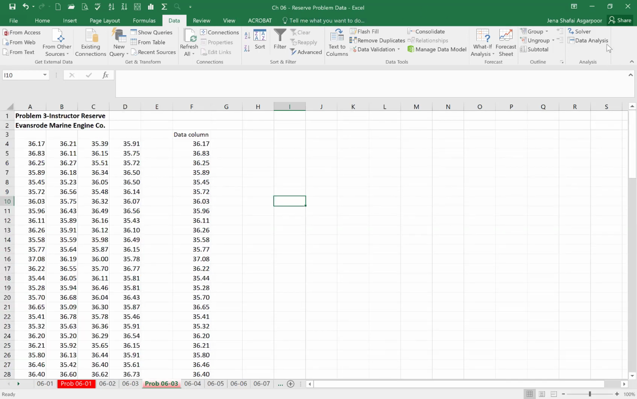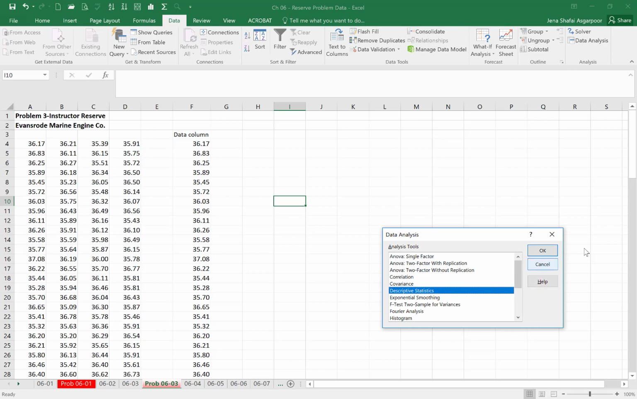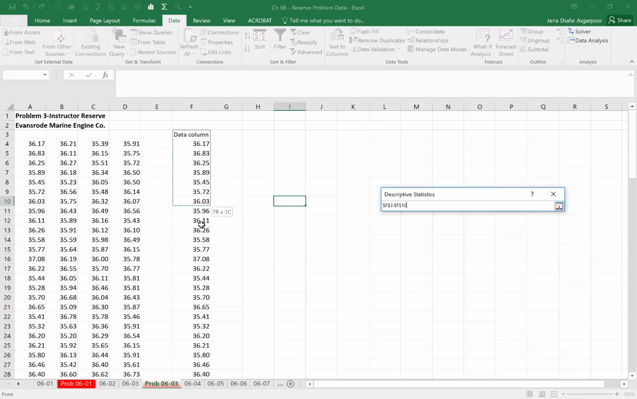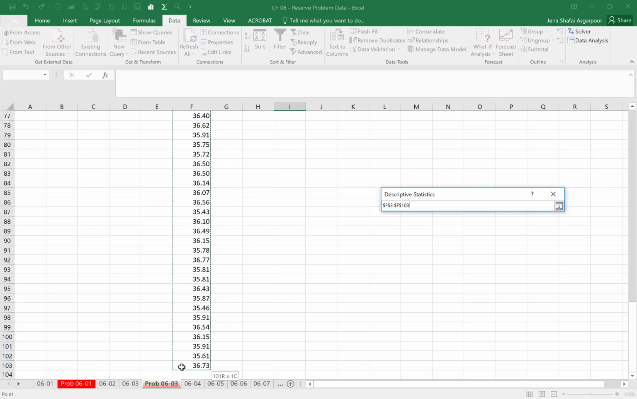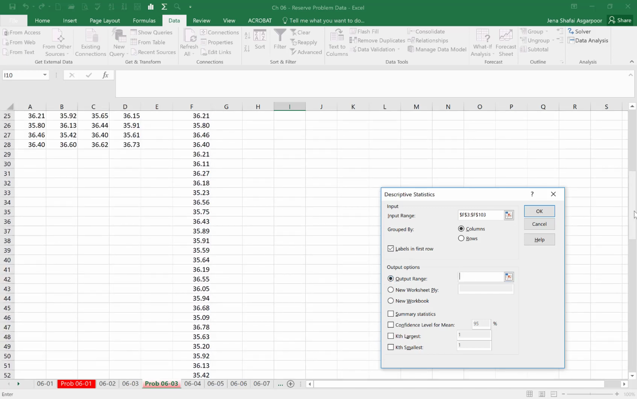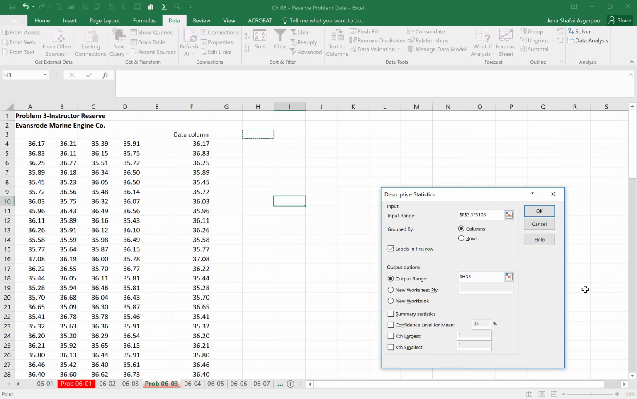We go to Data, Data Analysis, Descriptive Statistics. We want to specify the input range. So notice I'm including the column heading. I don't have to, but I have included it. The data is in columns, so this radio button is marked off. There is a label in the first row, so I want to make sure that it's checked off. And the output range, I'm going to put that right here. And I do want summary statistics.